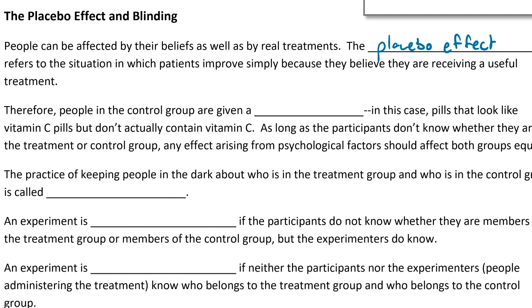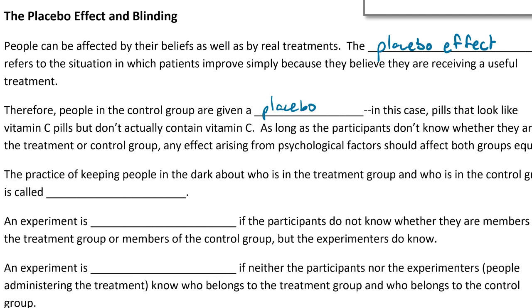So, people in the control group are given a placebo. In this case, it's pills that look like vitamin C pills but don't actually contain vitamin C. Right? So, as long as the participants don't know whether they're in the treatment group or the control group, then anything psychological that's affecting the groups should affect both groups because they both think they're getting treated. So, in that regard, they're still the same. If one group thought they're getting treatment and one group knows they're not, then that could skew things a bit.